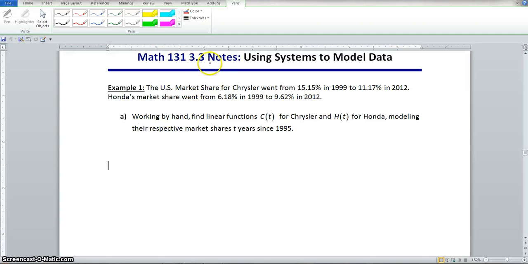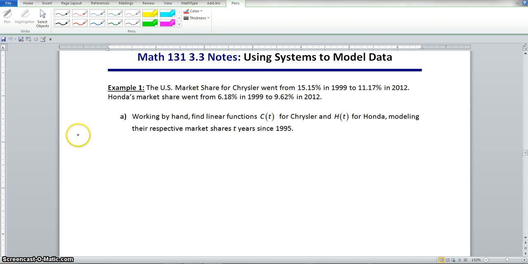Okay, class, we're about to start section 3.3, using systems to model data. The U.S. market share for Chrysler went from 15.15% in 1999 to 11.17% in 2012. Honda's market share went from 6.18% in 1999 to 9.662% in 2012. Working by hand, find linear functions C of t for Chrysler and H of t for Honda, modeling their respective market shares t years since 1995.